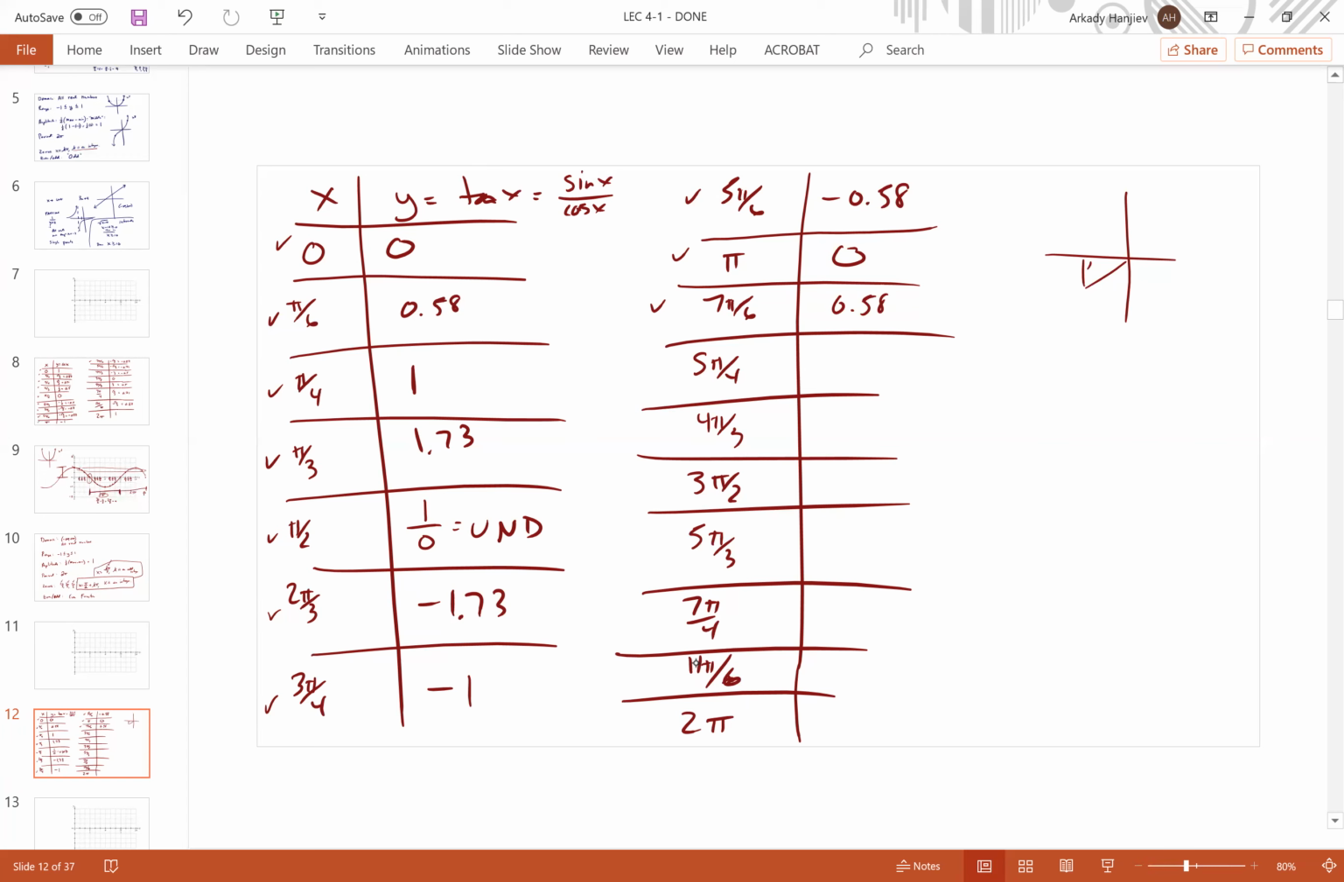Okay, I'm going to continue the patterns here. So 1, 1.73. That should give you, oh, this is another undefined. And then we got ourselves a 1.73, a 1. Oh, sorry, negative here, right? Negative, negative. In quadrant 4, a negative 0.58, and then back up to 0. Okay, graph-wise, with 2.5 minutes left, what does this look like?